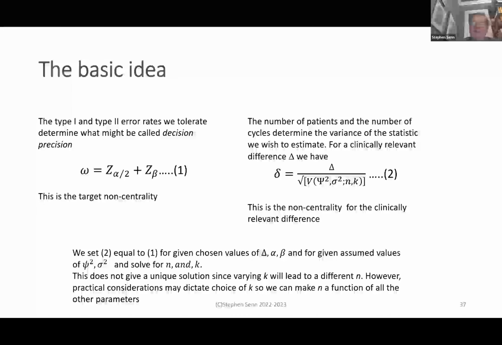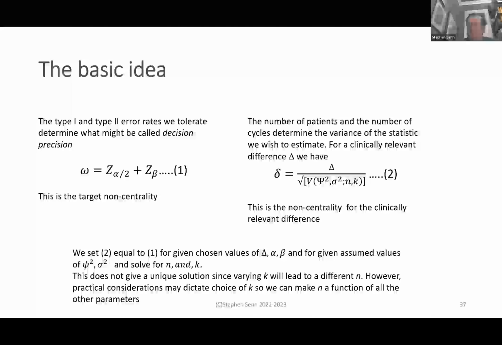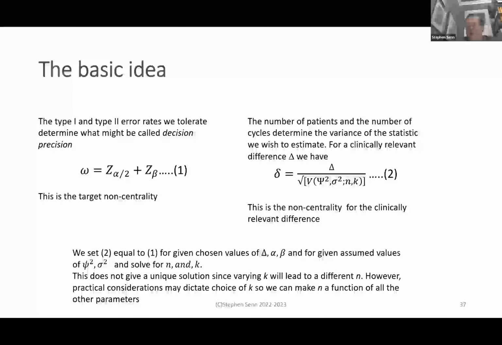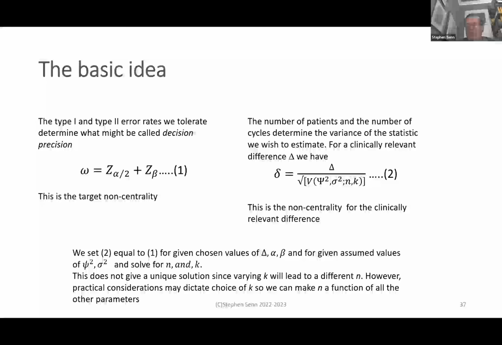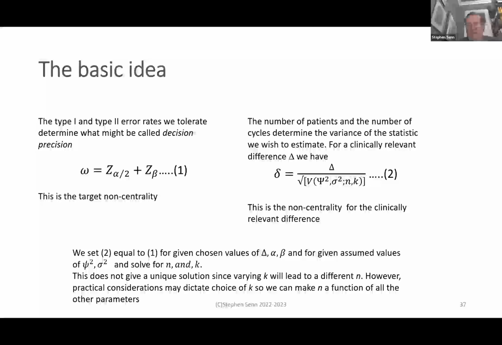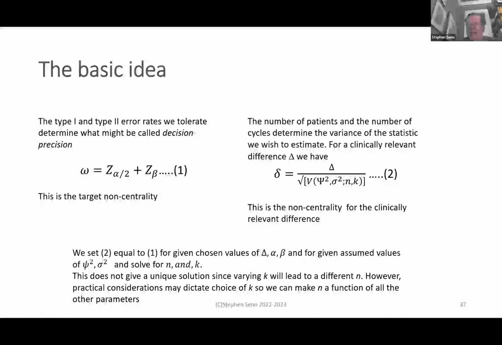On the other hand, if we look at the signal that the trial will deliver, the standardized signal, then that's going to be in terms of some clinically relevant difference, delta, as the numerator. And then the denominator will involve some expression for the variance. I've put here V as a function of all of those various particular components. Psi squared is the treatment effect variance from patient to patient. Sigma squared is the within patient, within cycle variance. N is the number of patients. K is the number of cycles. So these together will determine what our standard error is.